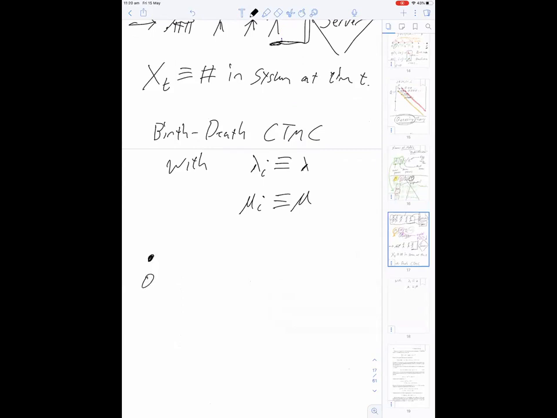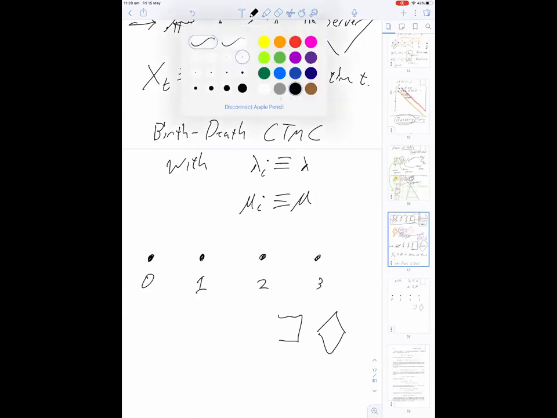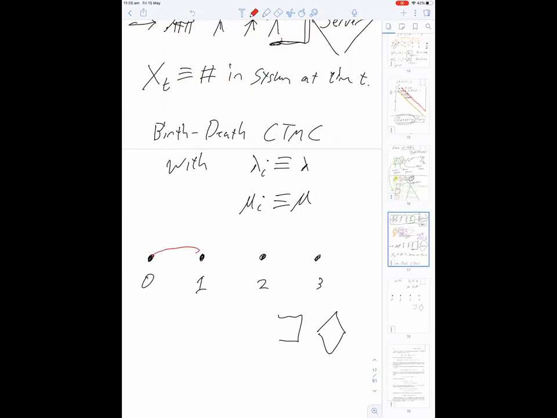Here we have zero, this is a state of x of t being zero, this is a state of x of t being one, this is a state of x of t being two, this is a state of x of t being three. So if there's zero people in the system, the system is empty, nothing is there. There's only one thing that can happen. We can have an arrival, and that's going to be at rate lambda. So how long is the system going to be here at state zero? It's going to be exponential with mean duration 1 on lambda.